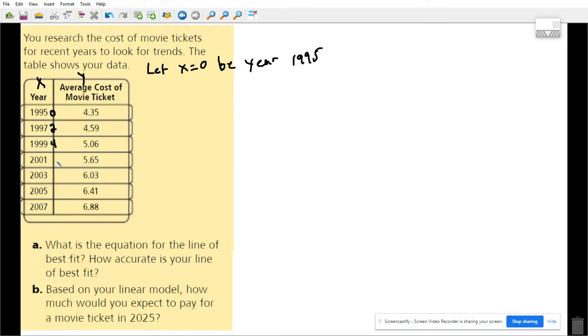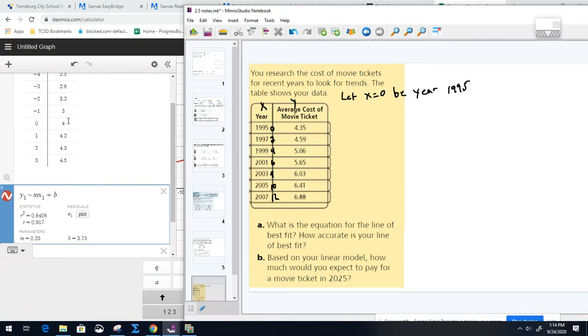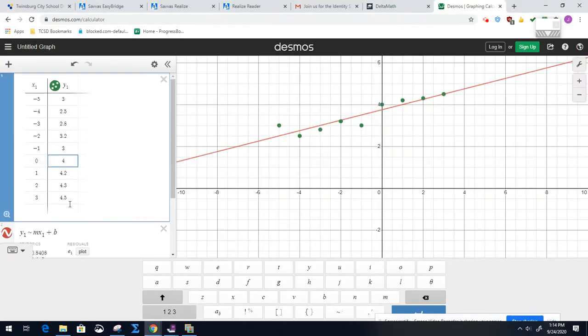This is going to be 4. This is going to be 6, 8, 10, and 12. Okay, so I need to enter my data into Delta Math. Again, showing you that. Now I want you to watch what happens.